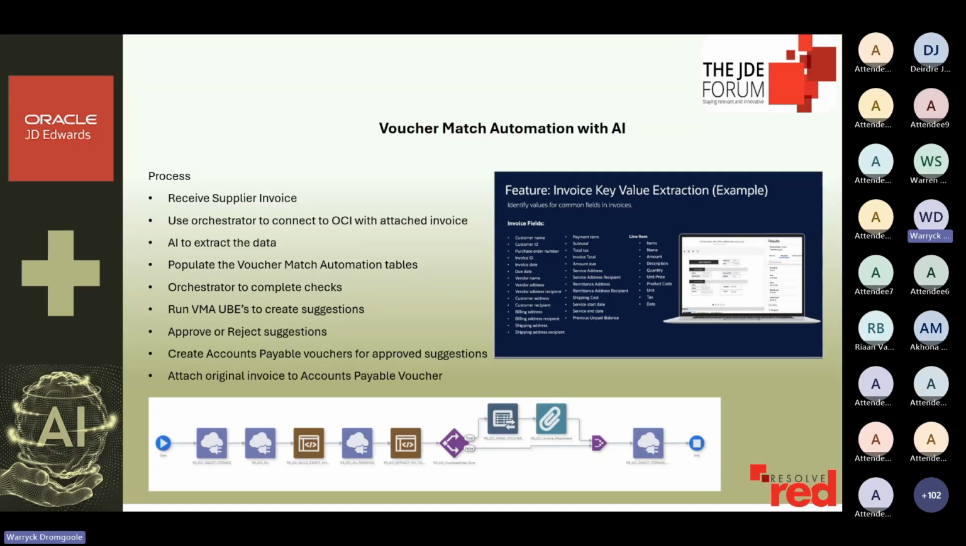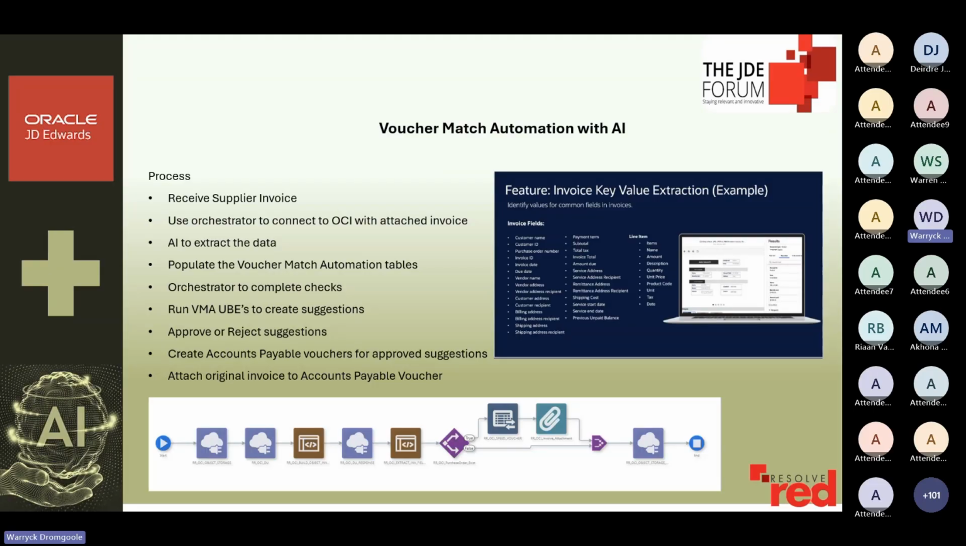So how does the process work? You'll receive a supplier invoice. You would use Orchestrator to connect to the OCI with the attached invoice. You will use the AI to extract the data. That will then populate the voucher match automation tables. You would use your Orchestrator to complete your checks, and then it would run the VMA UBEs to create your suggestions, and you can then approve or reject your suggestions.